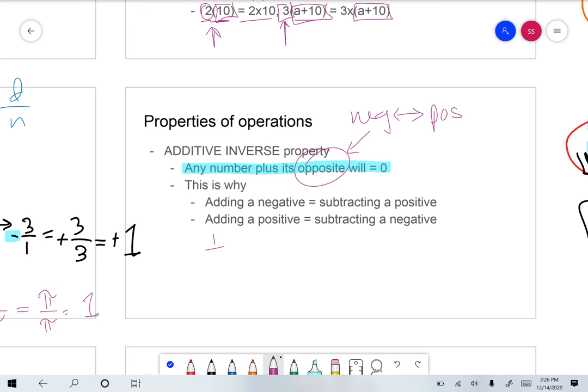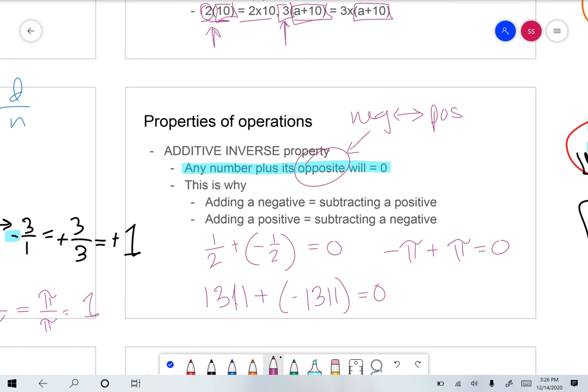So any number. Let's say we have 1/2. Its opposite would be negative 1/2. So if we add its opposite, it would be 0, right? 1/2 minus 1/2 would be 0. Or you could do 1,311. The opposite of that would be negative 1,311. If we added those together, we would get 0. You could do this with pi. If we have negative pi and we add its opposite, which would be positive pi, we get 0. Okay, so there's additive inverse. And again, I kind of breezed through that one because we've been talking about it for a couple weeks now.